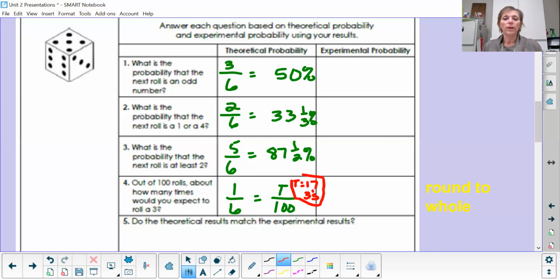Now I rounded to the whole place, because when you roll a die, you don't get part of an answer, you get a whole answer. So that's why this little note is out here, round to the whole.